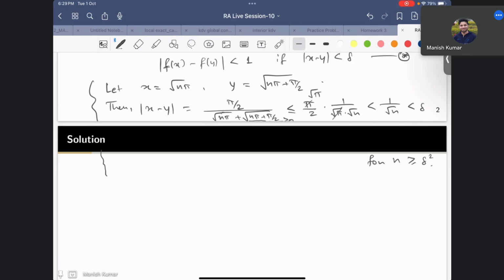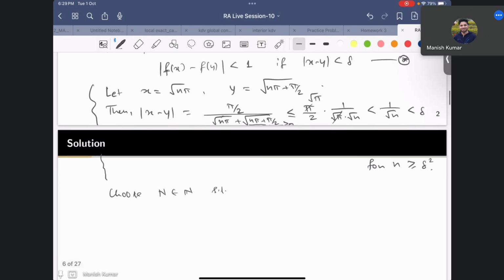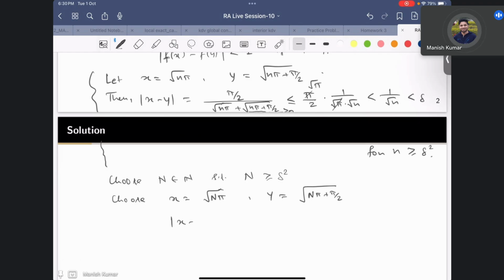So you can say, let us choose capital N in the natural numbers such that this n is greater than or equal to delta square. Then now choose x equals root of n pi and y equals root of n pi plus pi by 2. Then you can see that mod x minus y is less than 1 by root n, and I think I have written it wrong here, 1 by delta square should be there, no? Otherwise this will also be very small. Yeah, so 1 by n, which is less than delta.